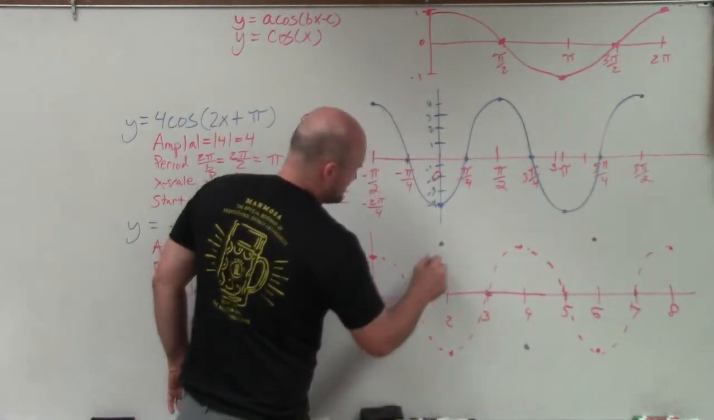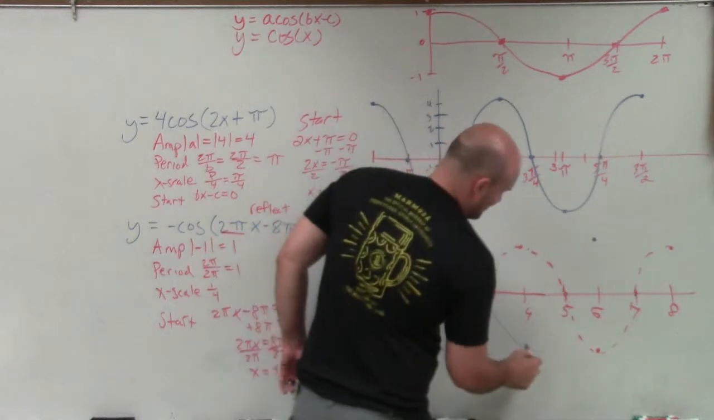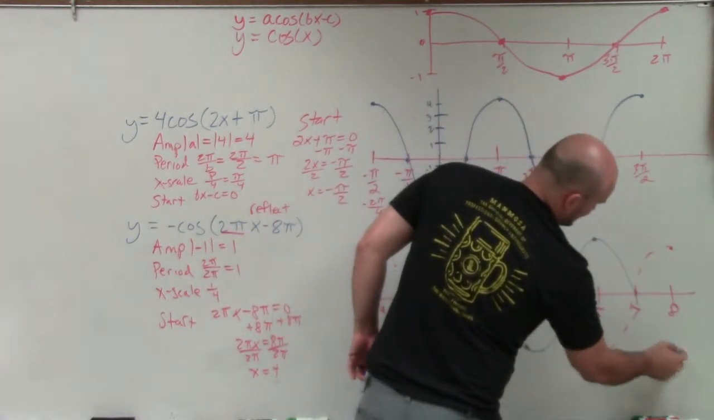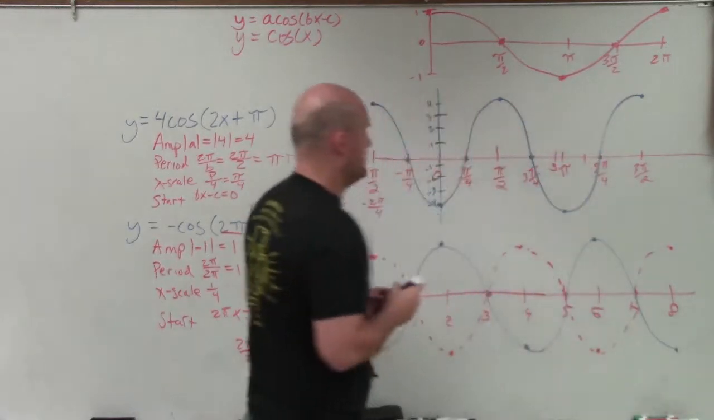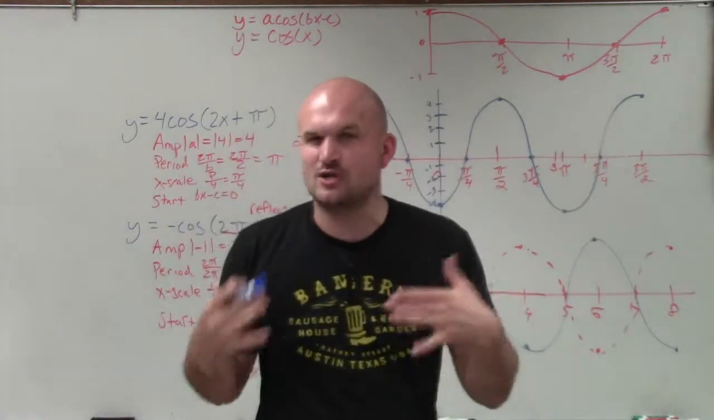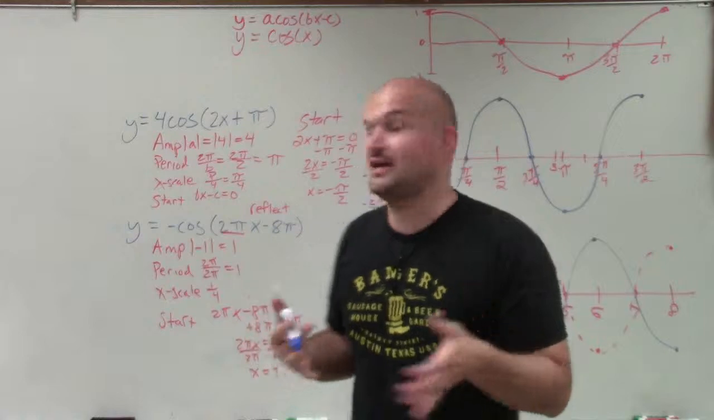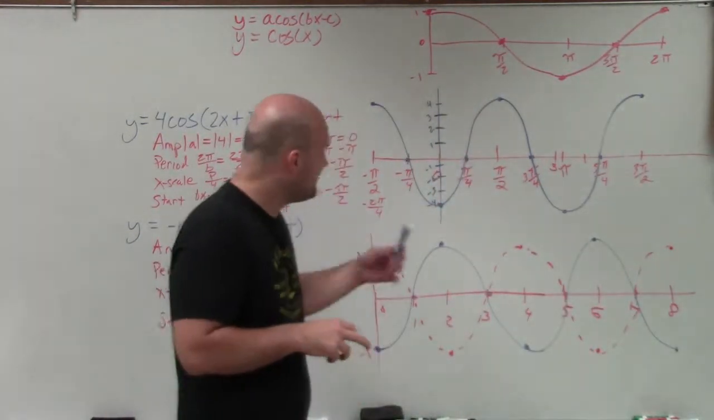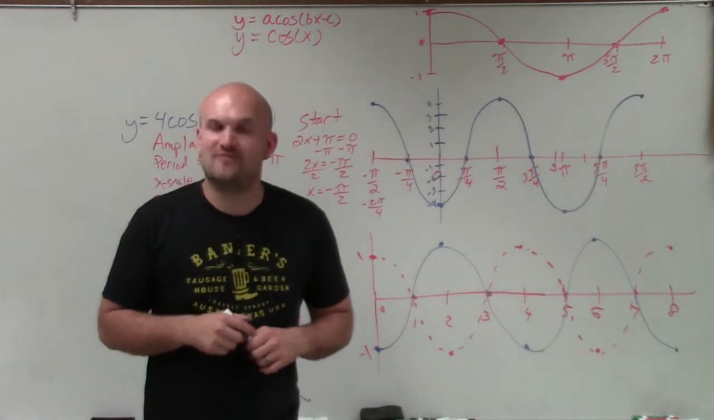I have a lot of students that will do this, and they'll forget to reflect at the last moment. So it's kind of important to remember that. And that's why whenever I see a reflection, I always know that I'm going to be using some negative points here as well. So there you go, ladies and gentlemen. That is how you graph the cosine function with a phase shift.